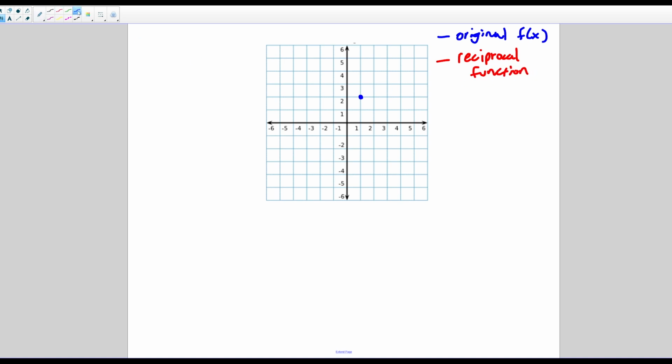So if we're looking at our point here, we have 1, 2. Our reciprocal is going to only be looking at our y values. So if our y value here is 2, the reciprocal of 2 is going to be 1/2. So that would mean that this point here, the reciprocal of this point, is going to be at 1, 1/2. So 1, 1/2 is going to be roughly there.